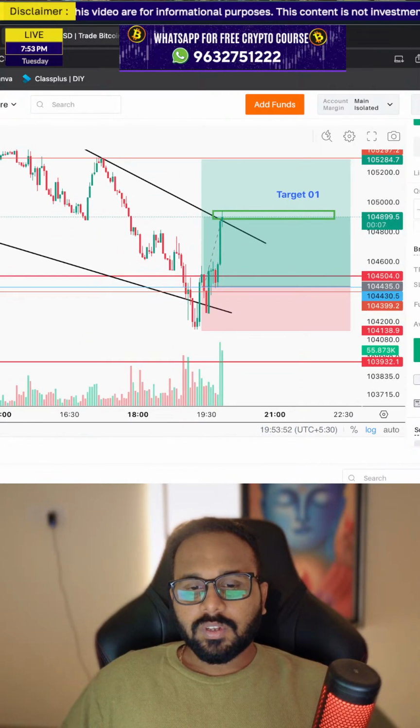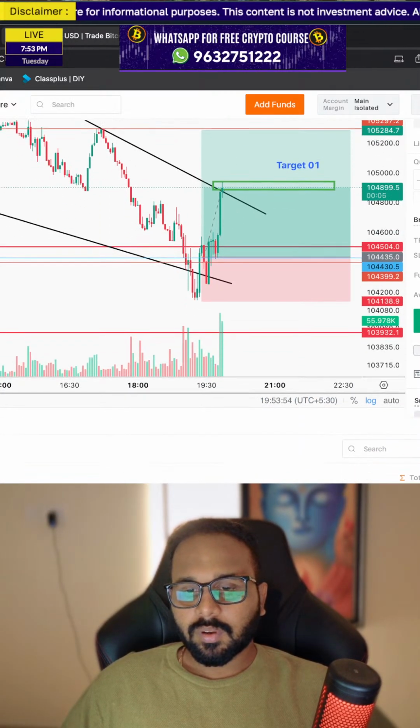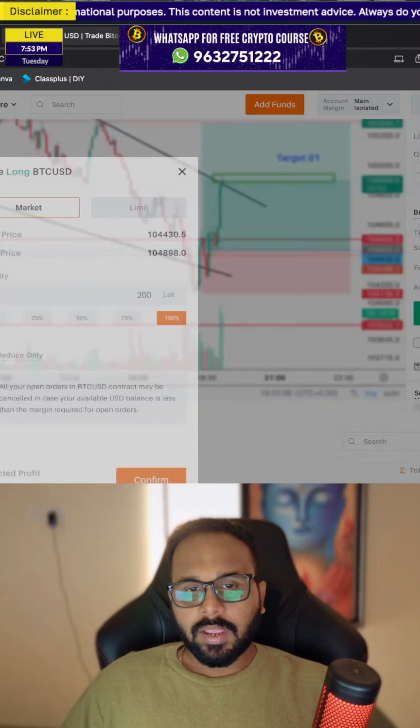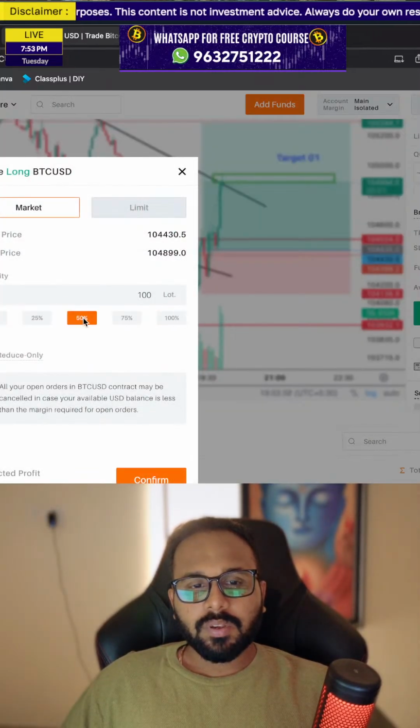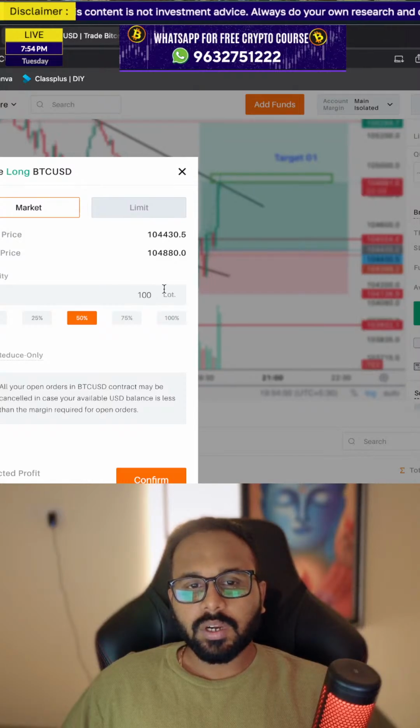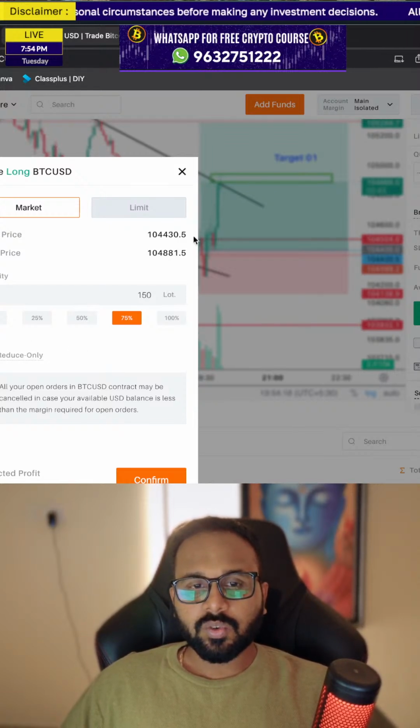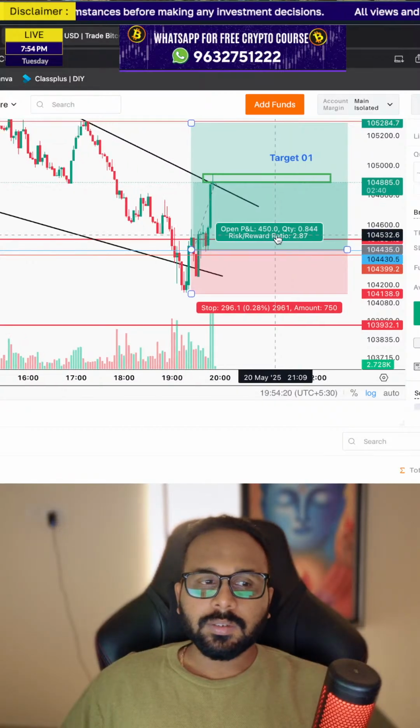What we will do, we'll scroll down, and here you can click on exit 50%. If we want to exit 50% of the quantity, we will book around $44-45. So you can consider that as confirmed. If you want, you can do that right away, or book 75 quantity also. It's up to you. You can choose how much quantity you want to exit here.